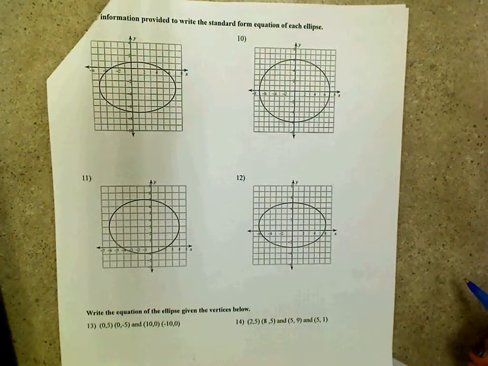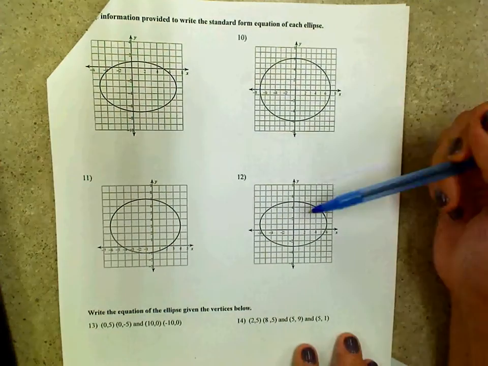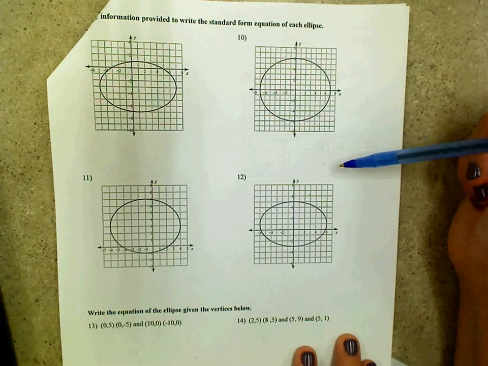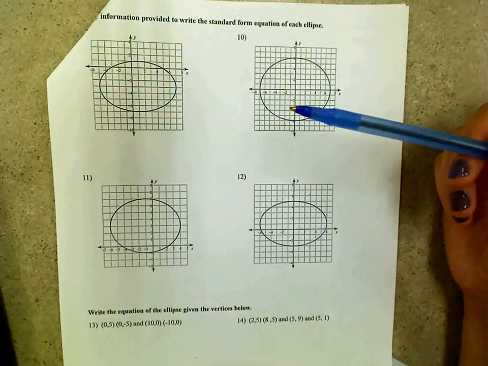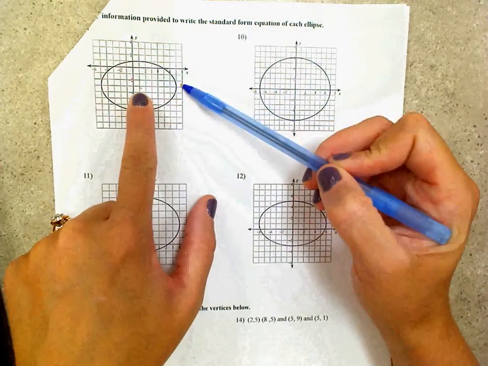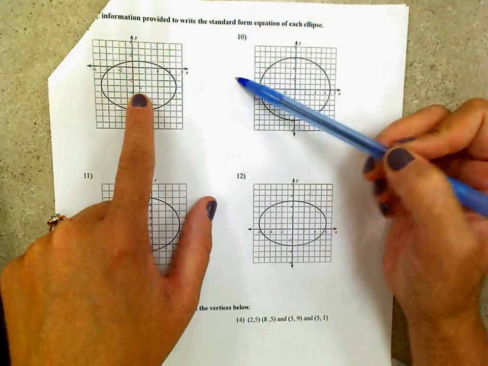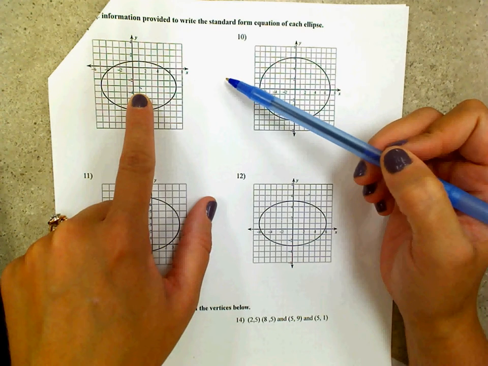Here's page 3. So we'll start with number 9. 9 through 12, you're finding the equation of the ellipse by using the graph. So first thing you want to do is find the center, and then you want to find the vertex point so you'll know what number to put as your denominators.